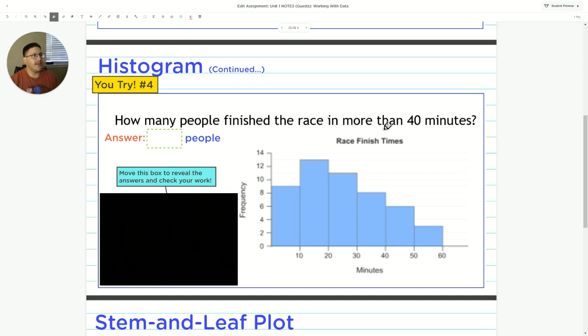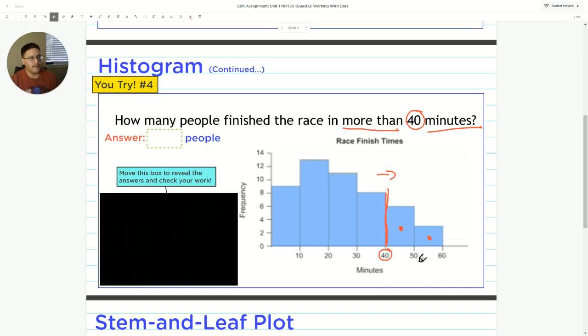So how many people finished the race in more than 40 minutes? So here's 40. So we're going to include everything to the right of this line right here. So that means this bar and this bar.